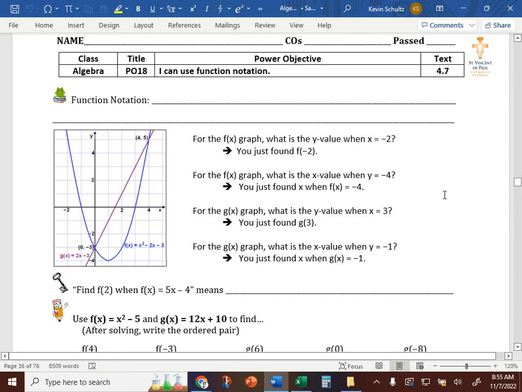We are going on to PO18, which is using something called function notation. We spent the last objective talking about how to identify whether or not a relation is a function. And remember, a relation is any collection of ordered pairs, right? A relation could be an XY table. We talked about how to tell whether or not an XY table is a function. A relation can be something that's graphed. And we talked about how to tell whether or not something that's graphed is a function.